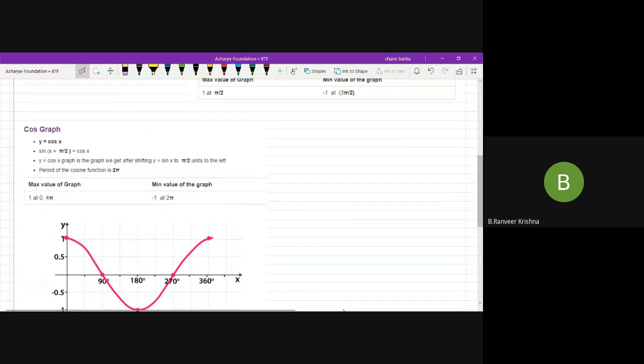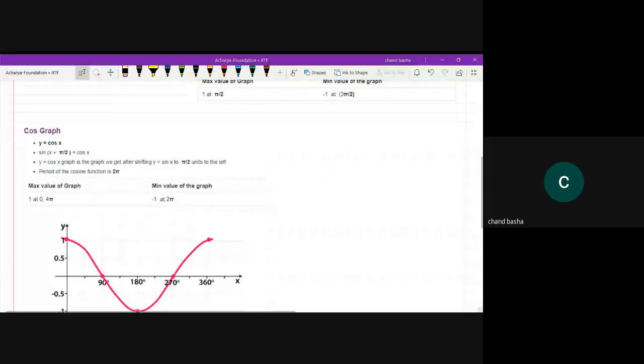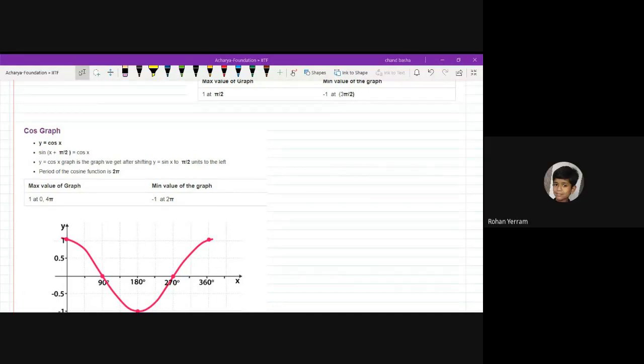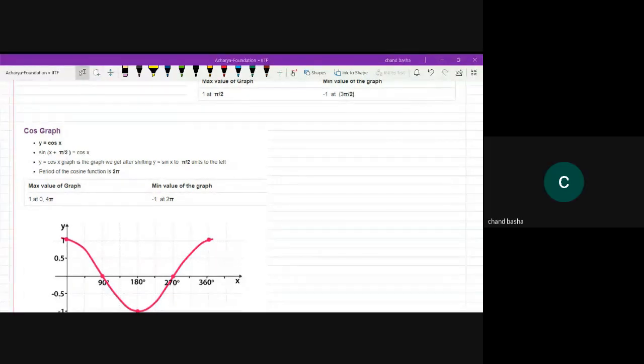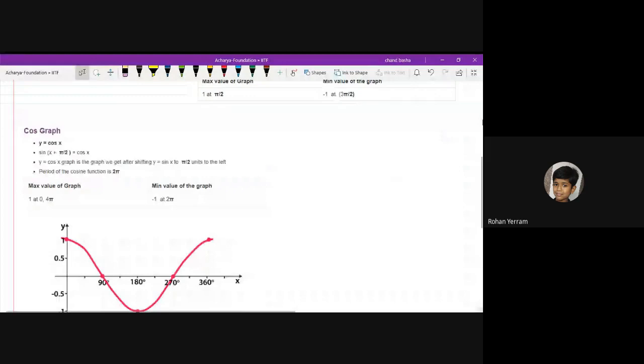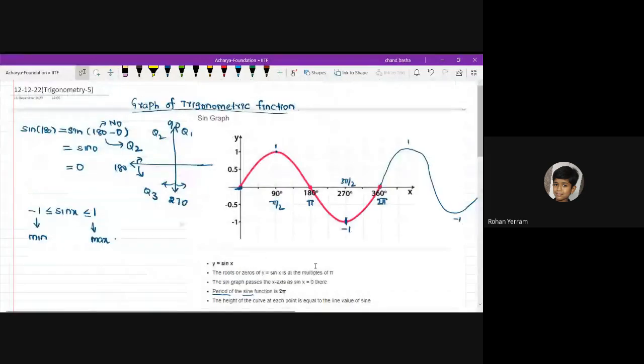Next, Rohan, I'll ask you one by one. Sir, please scroll up, sir. Rohan, just wait. Yes, sir. Make it fast. Ask your question. Sir, what is 2 pi in the sine graph, sir?